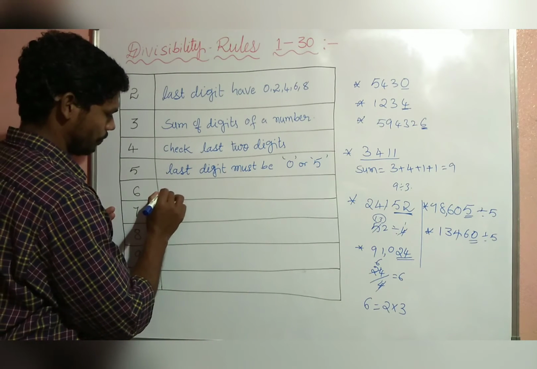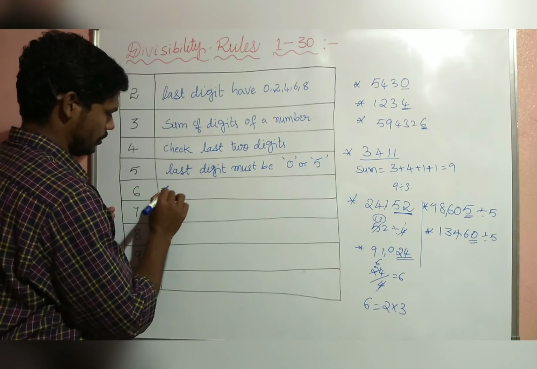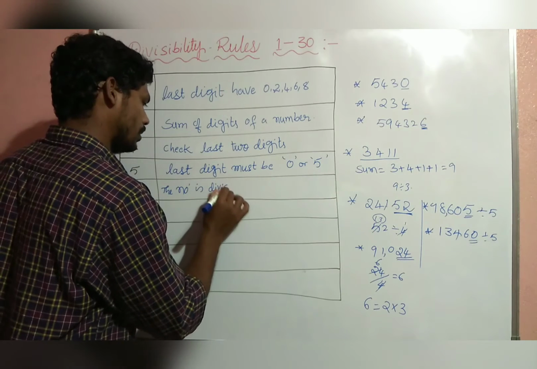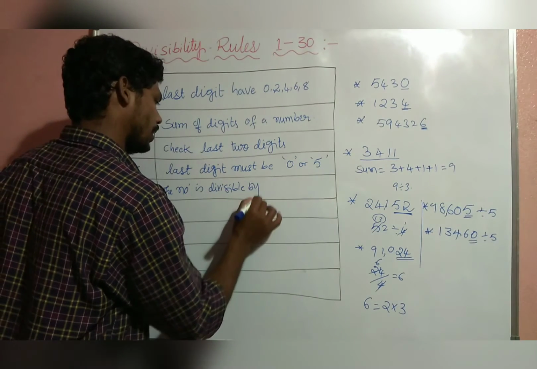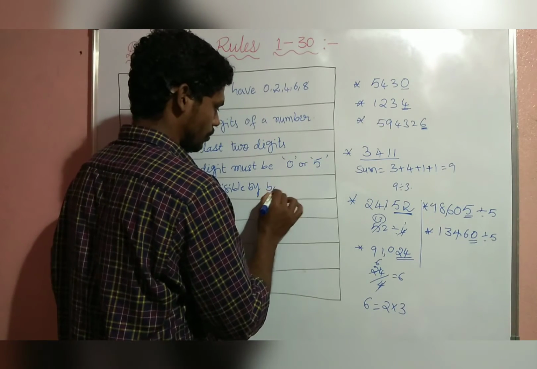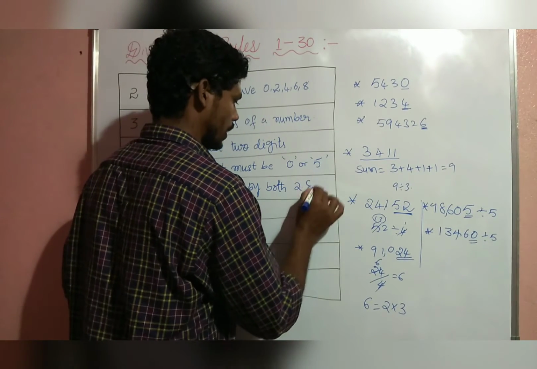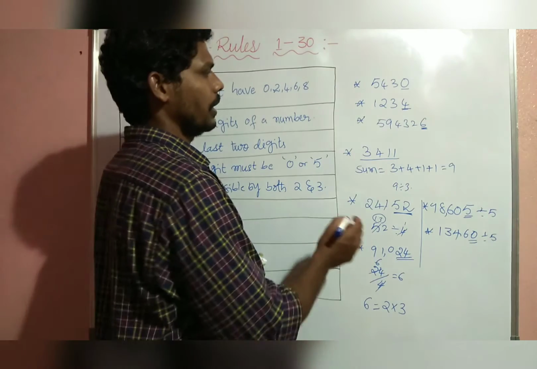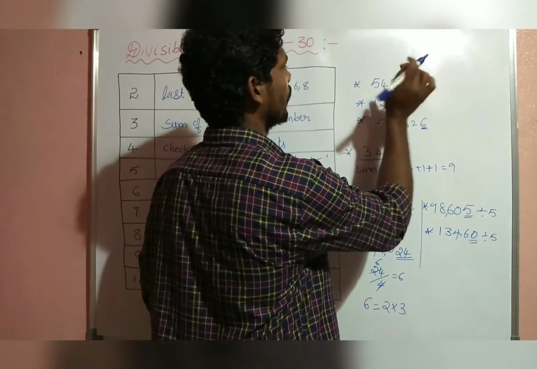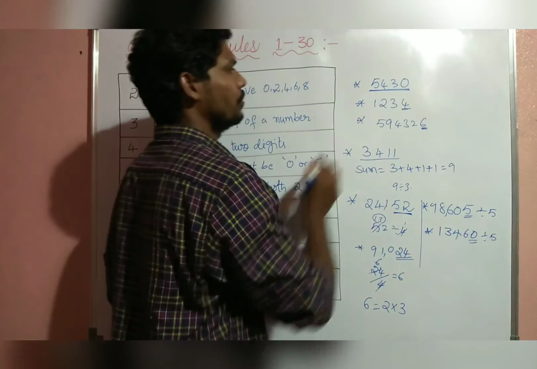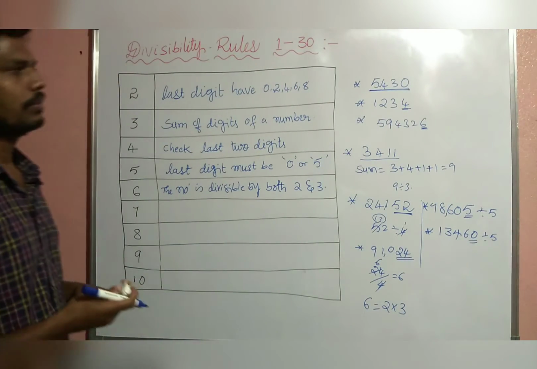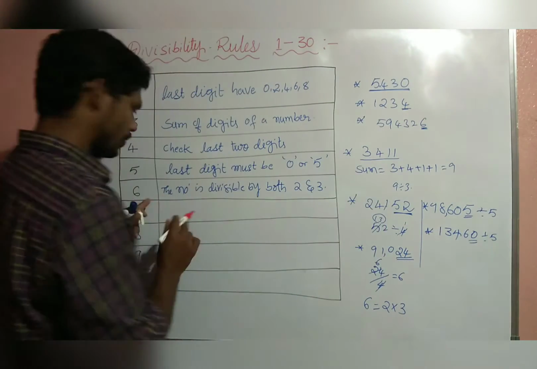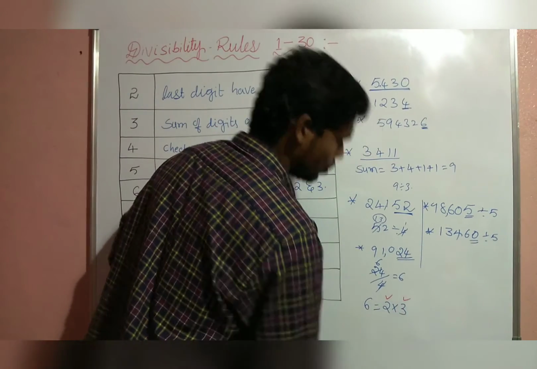If the number is divisible by both 2 and 3, then it is divisible by 6. For example, here you have 5,430. Here we have to check both the divisibility rules of 2 and 3.